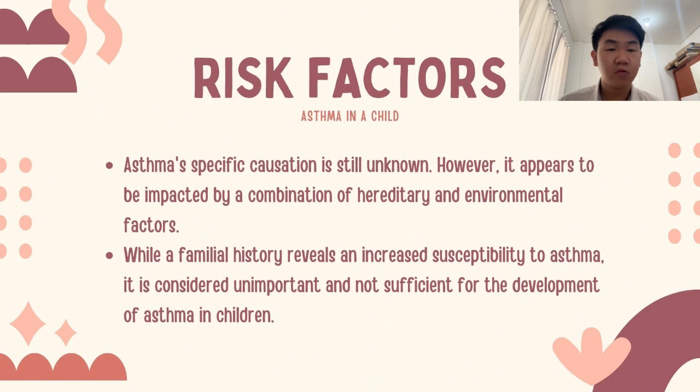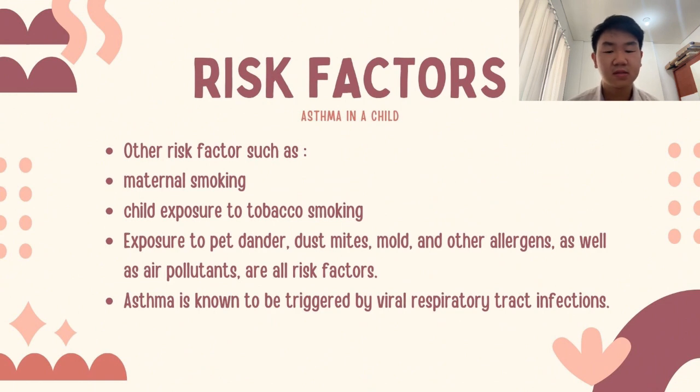Greetings everyone, my name is Adi Vaibonapta Pratama, and I'm going to tell you about the risk factors of asthma in children. Asthma's specific causation is still unknown. However, it appears to be impacted by a combination of hereditary and environmental factors. While a familial history reveals an increased susceptibility to asthma, it is considered not sufficient for the development of asthma in children. Other risk factors are maternal smoking, child exposure to tobacco smoke, exposure to pet dander, dust mites, mold, and other allergens, as well as air pollutants. Asthma is known to be triggered by viral respiratory tract infections.